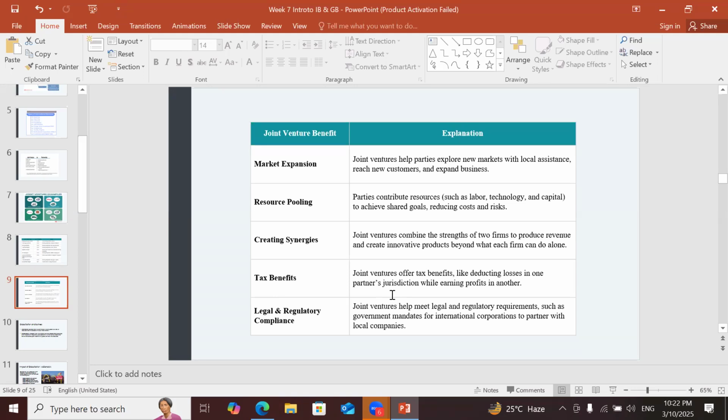Legal and regulatory compliance. Joint venture helps meet legal and regulatory requirements, such as government mandates for international corporations to partner with local companies. Legal and standard rules and regulations you have to follow. In this case, the joint venture company has to follow these rules and regulations. Okay, these are the benefits of a joint venture company.